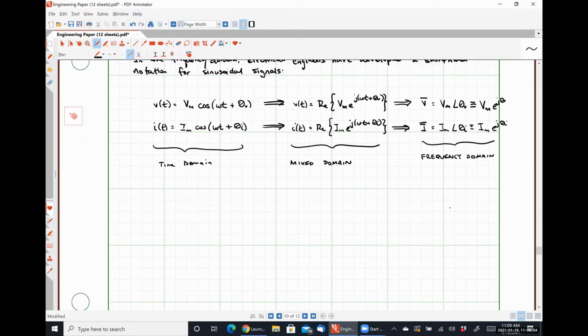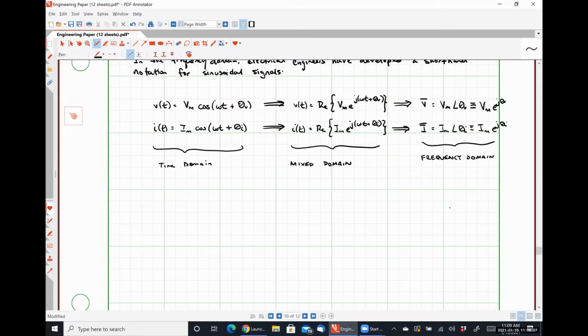So just as a quick example, and I know that you guys have done this, it's just good practice. Let's say that we had a signal Vx of t was 15 cosine 2 pi t plus 60 degrees volts. The phasor representation of this, capital Vx, we would simply keep the magnitude 15 and take the phase angle of 60 degrees and have our phasor representation. Easy peasy.